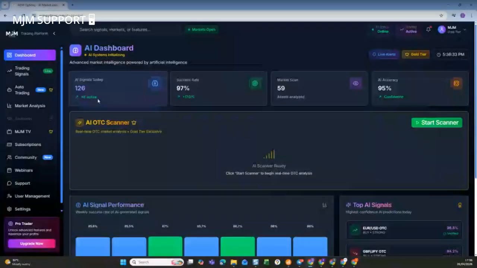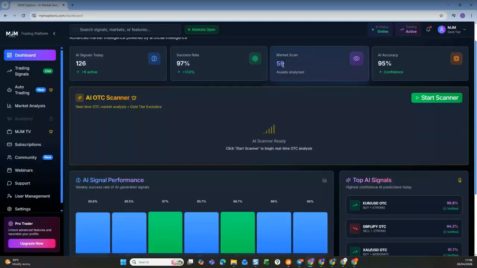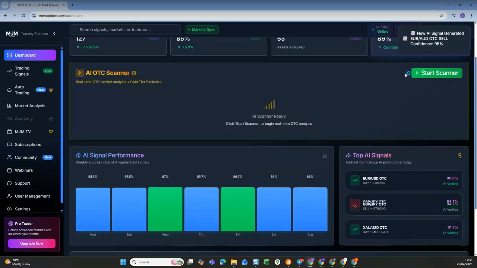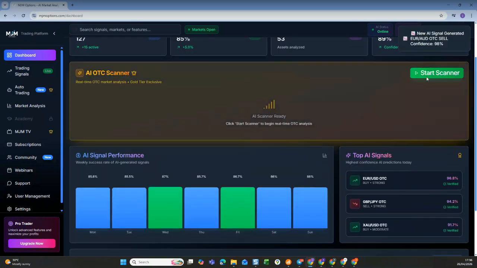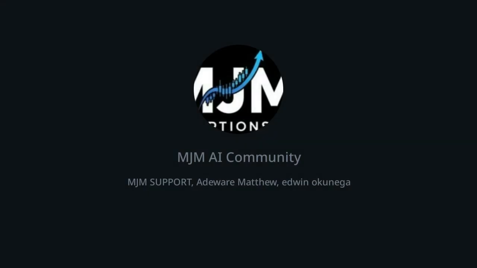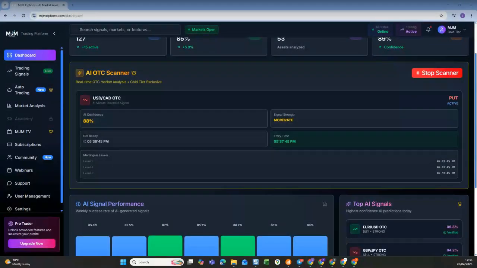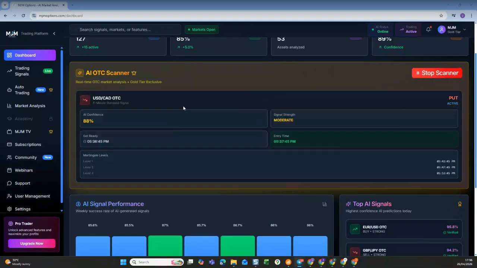Eight of them are active. Success rate is 97. Market scan is 59. AI accuracy is 95. The moment you click Start Scanner, it generates a signal. When it generates a signal, you get to see the pair, and you see the standard signal, a 5 minute standard signal.